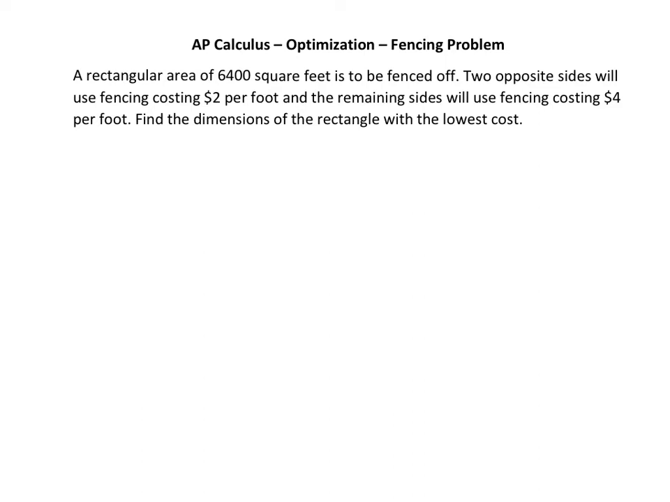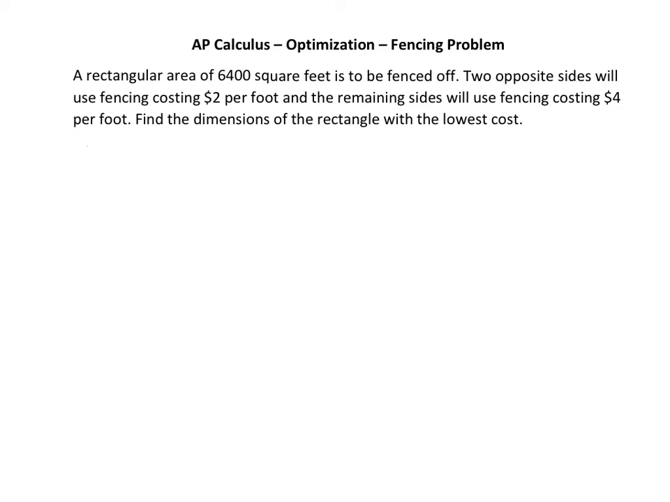It says a rectangular area of 6,400 square feet is to be fenced off. Two opposite sides will use fencing that costs $2 per foot, sorry, and the remaining sides will use fencing costing $4 per foot. Find the dimensions of the rectangle with the lowest cost.